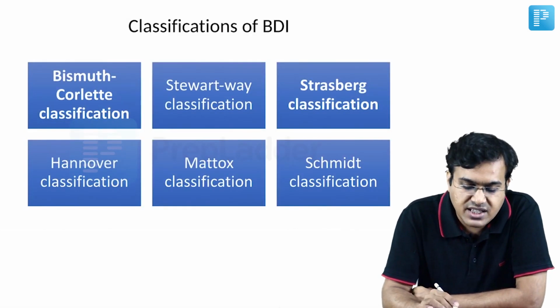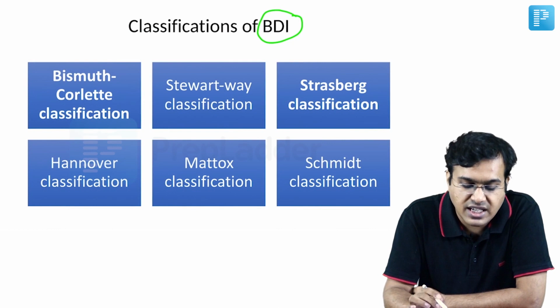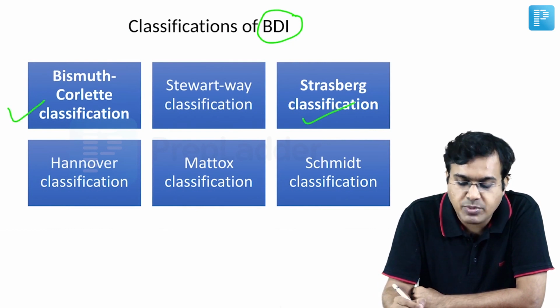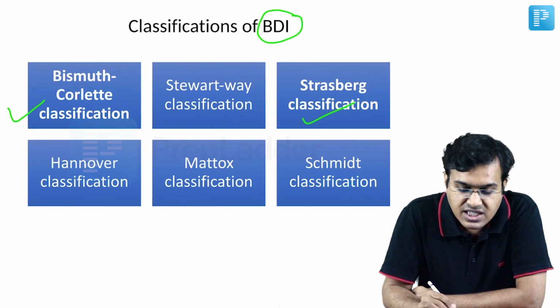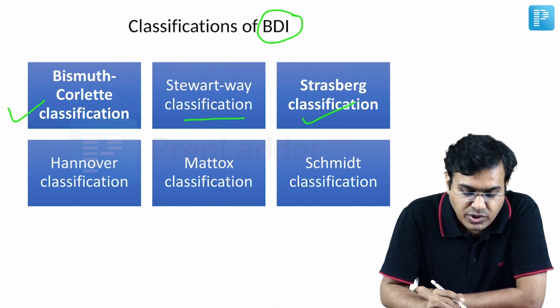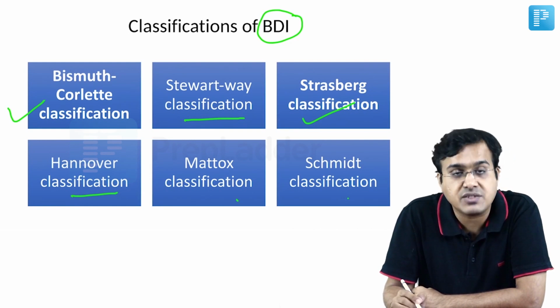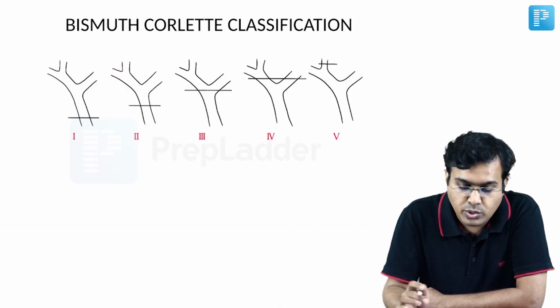Classifications. There are various classifications through which bile duct injury is classified, the most common being Bismuth-Corlette classification and Strasberg classification. Others are Stewart-Way classification, Hanover classification, Mattox and Schmidt's classification. I'll just go through important ones.